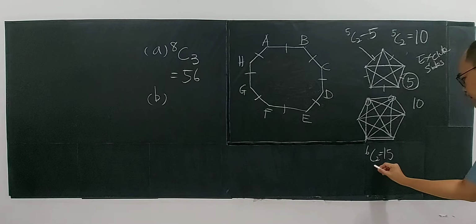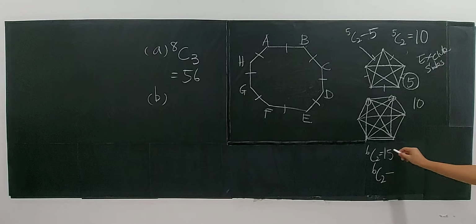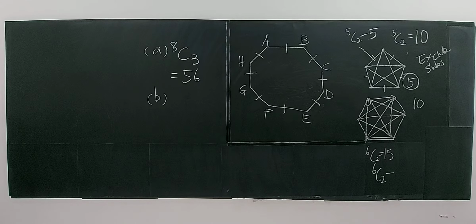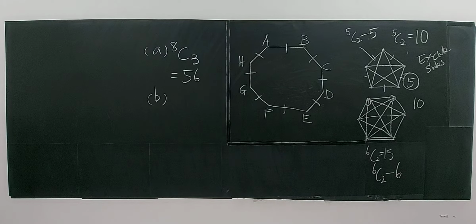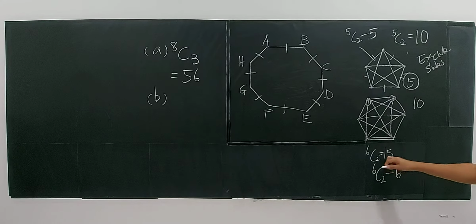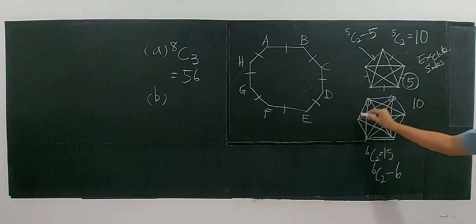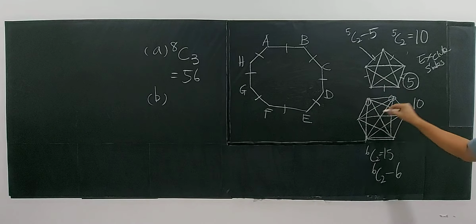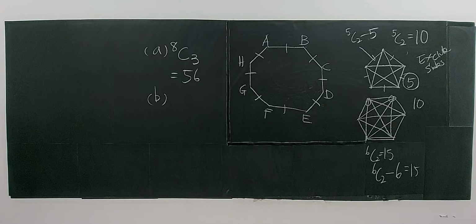So same thing also for this. I take 6C2 minus away 6 sides, right? Because 6C2 total you have 15 lines, but among the lines there are 6 sides, right? The lines in between here are the diagonals. So I minus 6. 6C2 is 15 minus away.